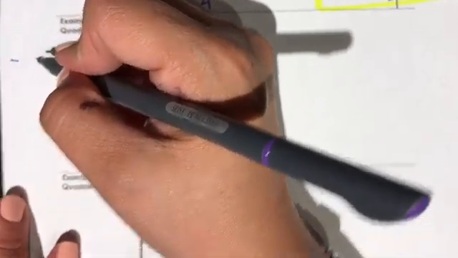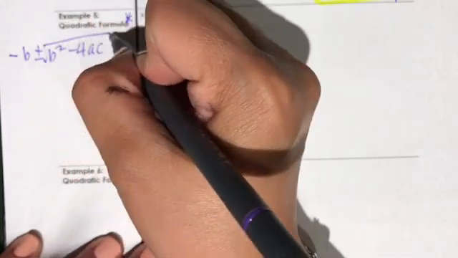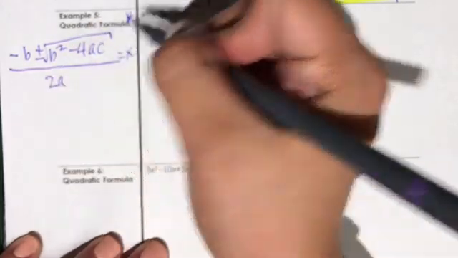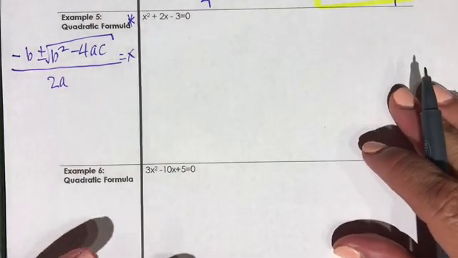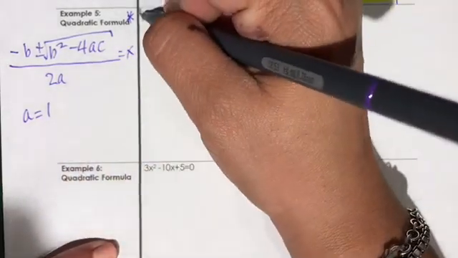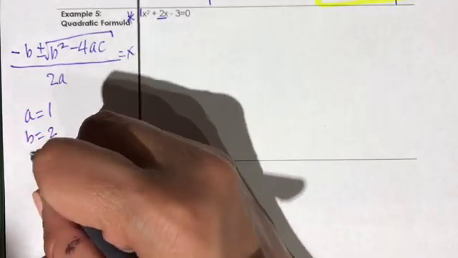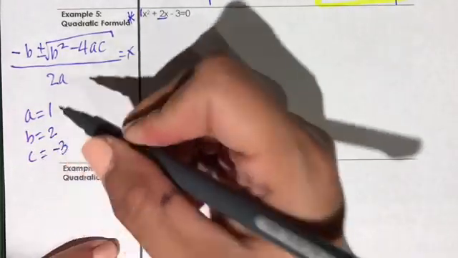So I'm going to say negative b plus or minus the square root of b squared minus 4 times a times c, all of this over 2a equals x. In this case, a equals 1, b equals 2, and c equals negative 3.